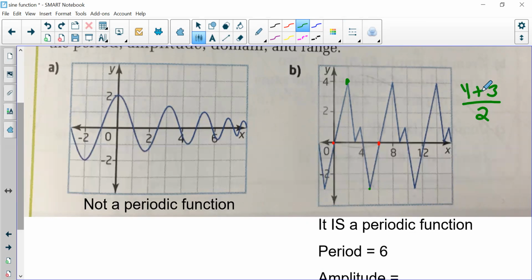Wait, how come you did plus 3? Isn't it negative 3? Oh, thank you, thank you. 4 plus negative 3. Lauren is on the ball today. What is your amplitude?